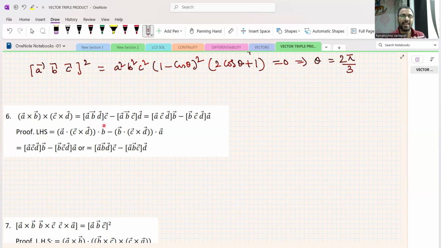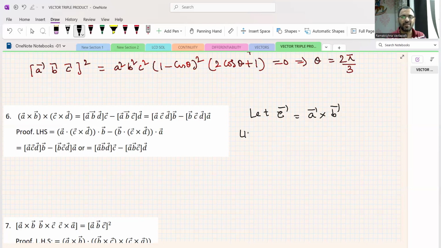Okay. So it can lie in the plane of AB or in the plane of CD. How to prove it? Here you take, let E bar equal to A cross B. Assume.